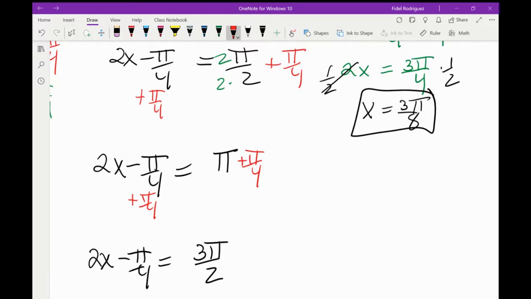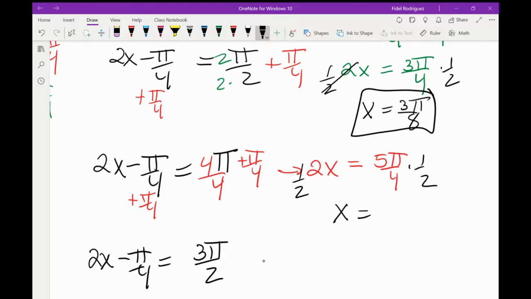All right. So guys, if you want to, could I do this for my common denominator? Does that make sense so far? All right. So 2x equals 4 pi plus another pi over 4? 5 pi over 4. Good. And then we're going to do the reciprocal. 5 pi over 8.